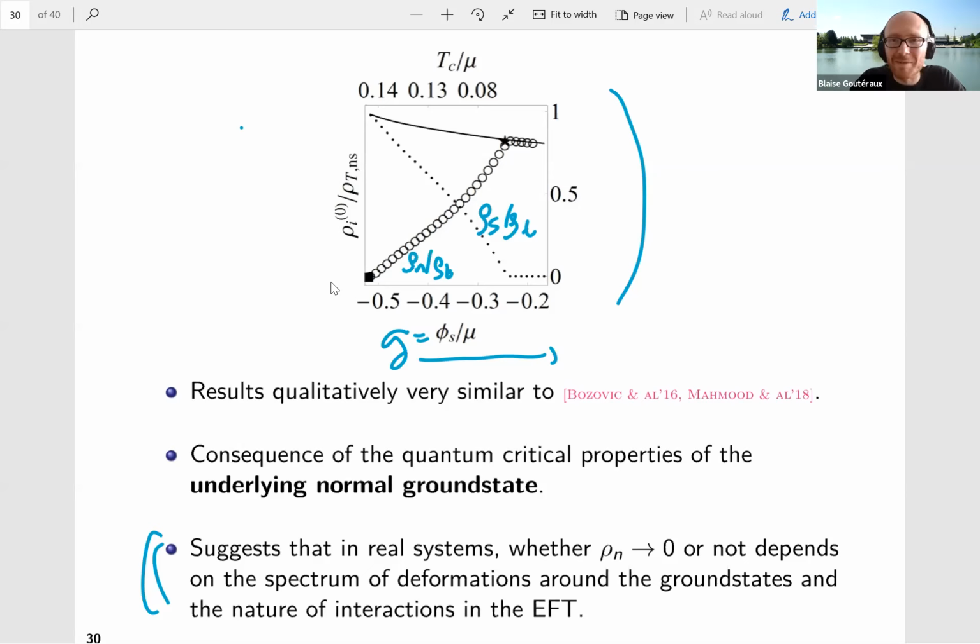Okay. I didn't know about this theory. I'd be happy to learn about it. Okay, all right. Thanks a lot.